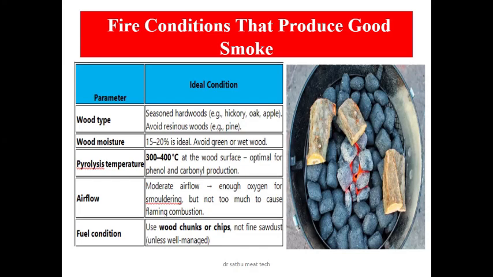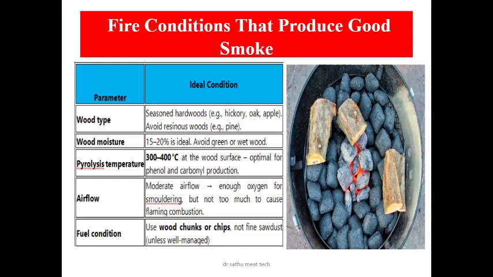Next is the pyrolysis temperature. Already I told you the best temperature for the pyrolysis is 300 to 400 degrees centigrade at the wood surface. So how do we know it? When you are doing research, you can use infrared thermometers and detect the temperature of that. This is optimal for phenol and carbonyl production. So at this pyrolysis temperature, the production of phenol components and carbonyl components is optimum.